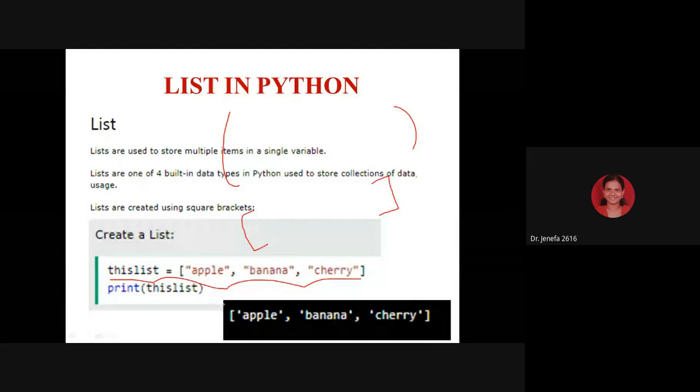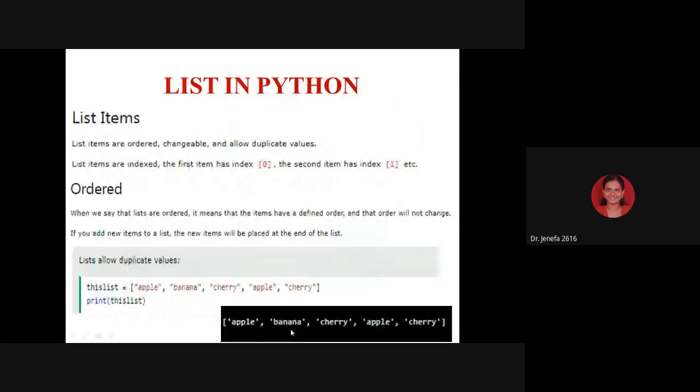By giving print of this list, we are just printing the values. Same as tuple, a list is also ordered, but it is changeable and allows duplicate items. All the list items are ordered, changeable, and it also allows duplicate values. And we can access the list data items based on index values. The index value starts from 0 and goes on 0, 1, 2, 3.